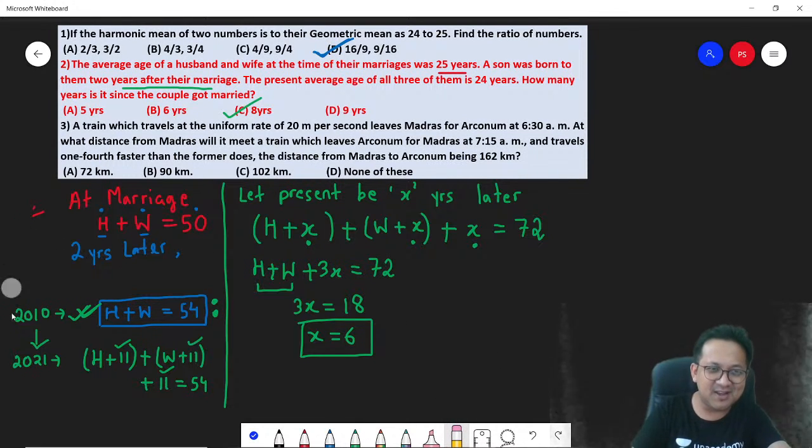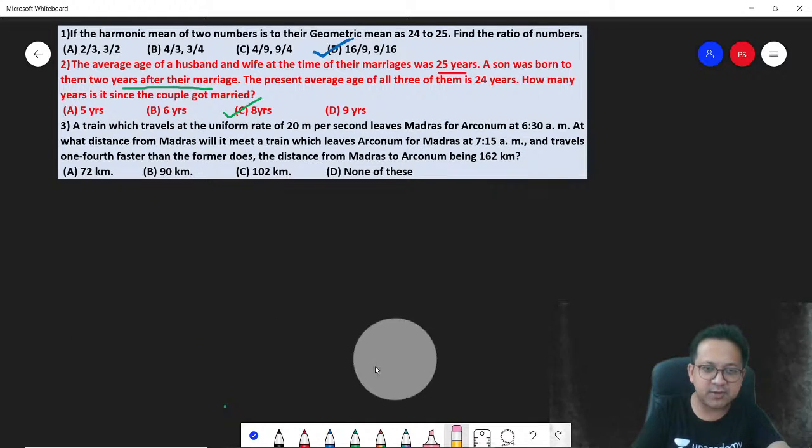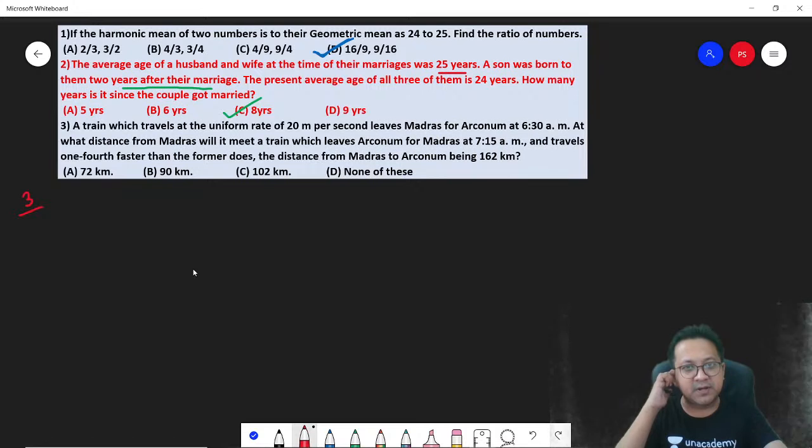Let's go to number 3. A train which travels at the uniform rate of 20 meters per second leaves Madras for Arkonam at 6:30 a.m. At what distance from Madras will it meet a train?